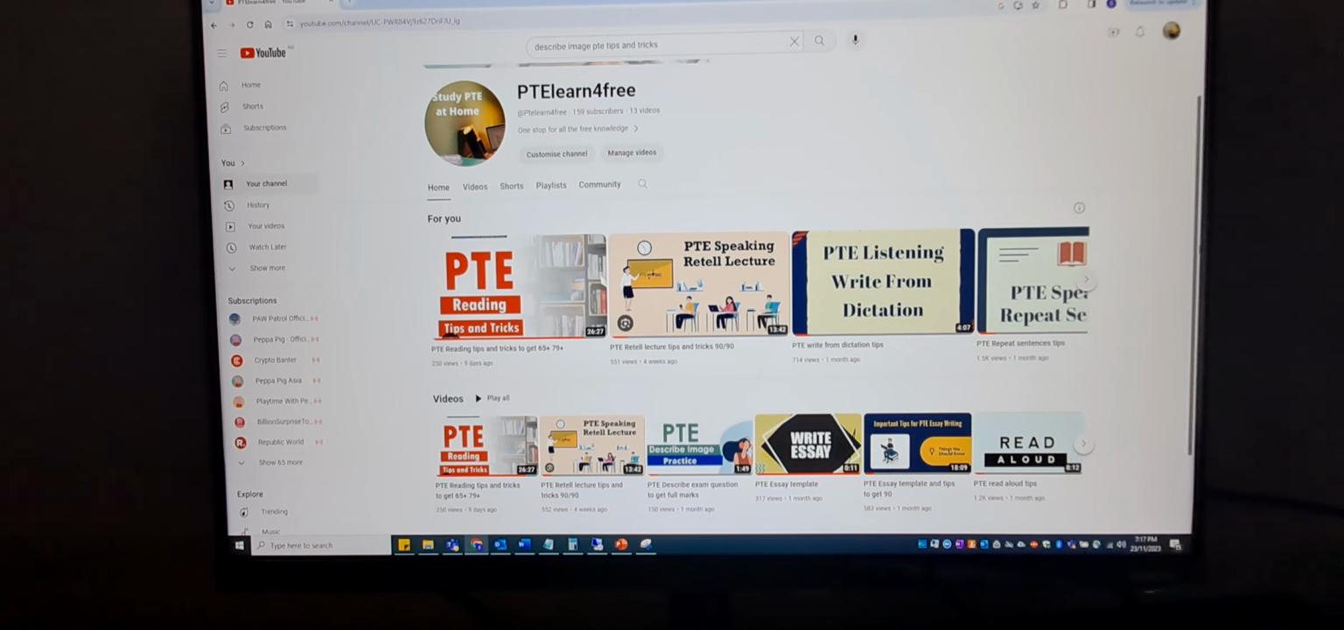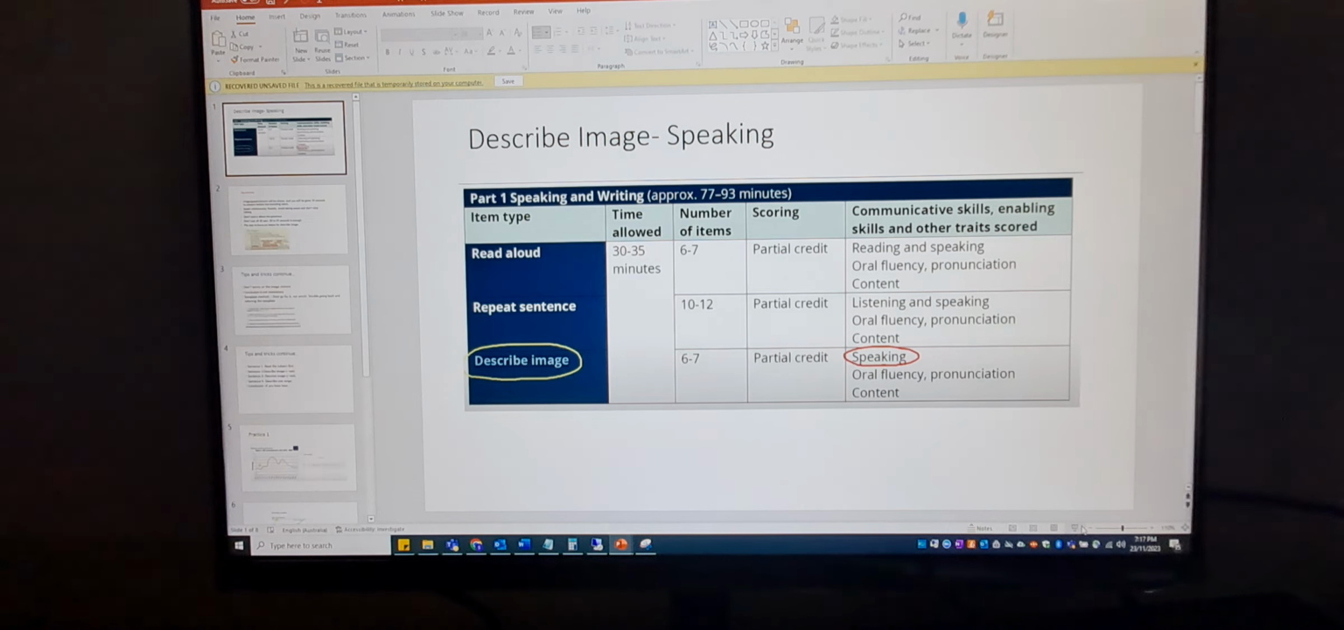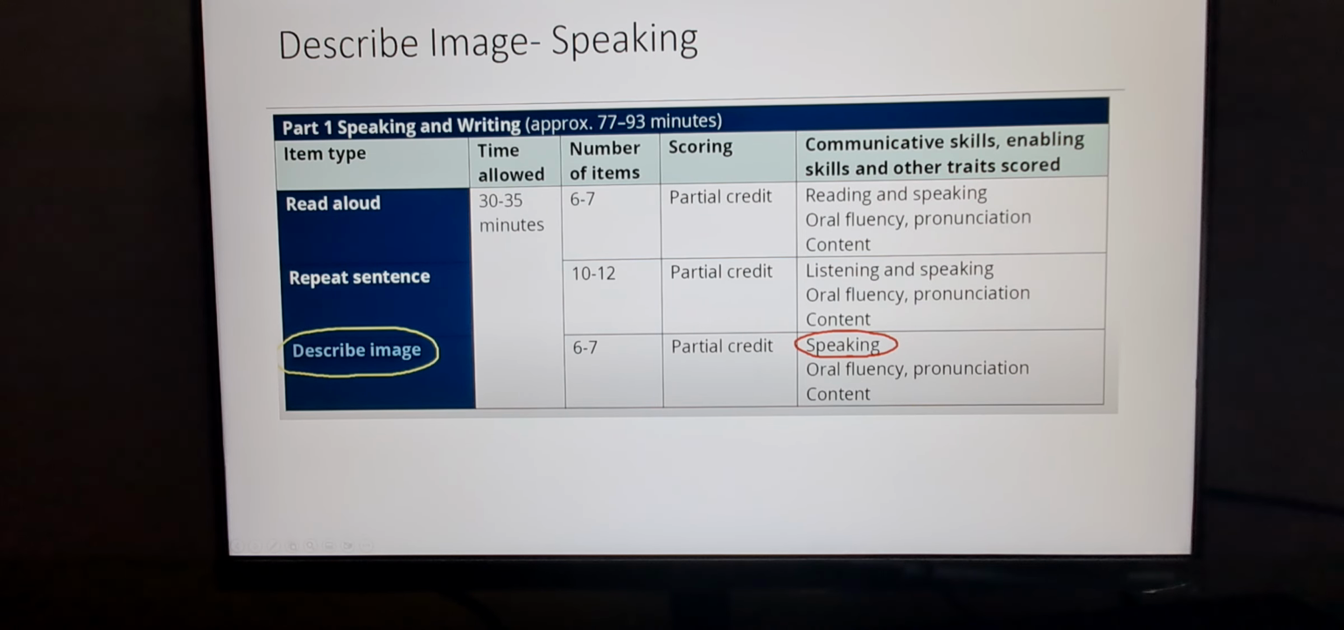So today I'm going to speak about describe image. I've been getting a lot of feedback from various followers and other people about describe image, the tips and tricks. They're really struggling in describe image, how to go about it. Do I need to speak the conclusion? Do I need to follow a template? All these queries which many of you have, I'm going to try to resolve in this video by giving you very easy tips which I followed in my examination when I was giving PTE.